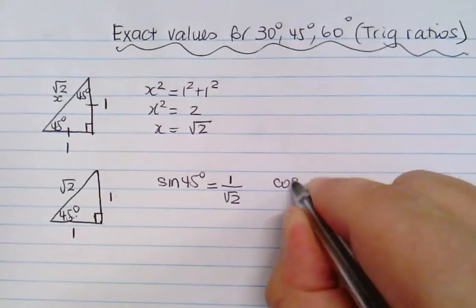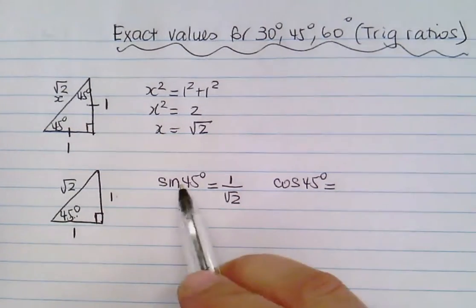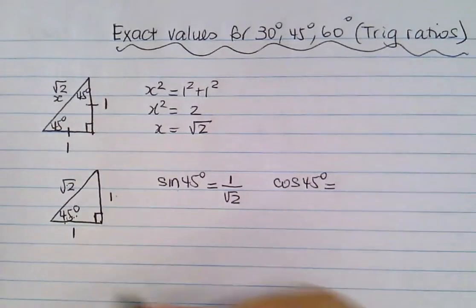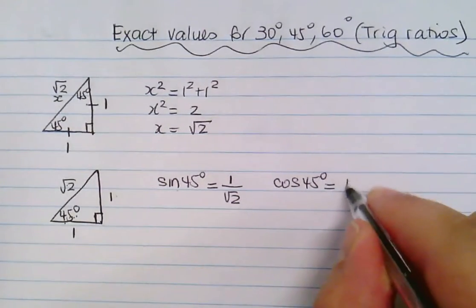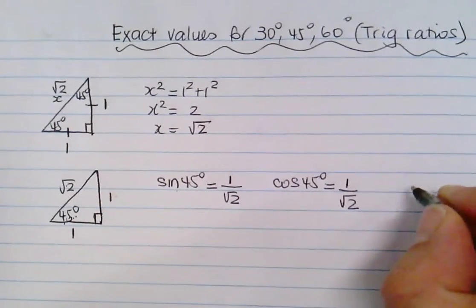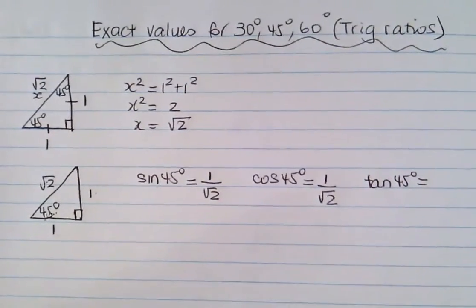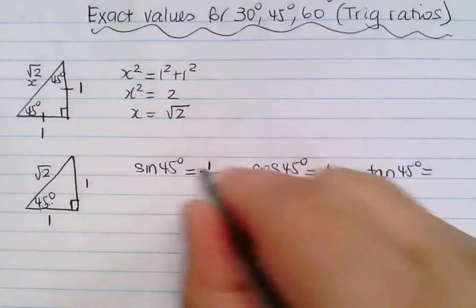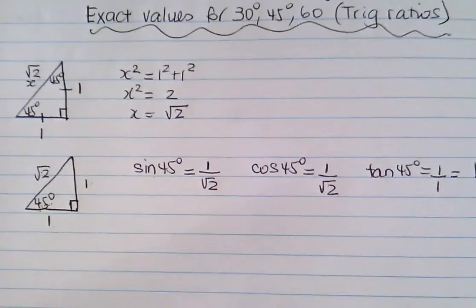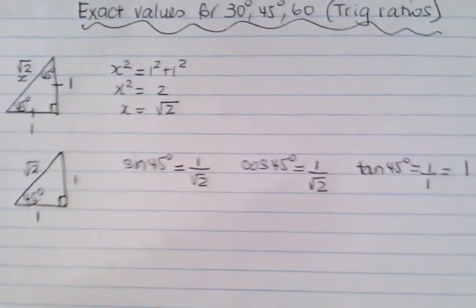Cos of 45 degrees. So, sine of 45 degrees is opposite over hypotenuse, 1 on root 2. Cos of 45 degrees is adjacent over hypotenuse, 1 over root 2. So, girls, those two are the same. And which one have I missed? Tan of 45 degrees is, what's the ratio? Opposite over adjacent, TOA, 1 over 1, which is 1. So, girls, they're the exact value ratios for sine 45, cos 45, and tan 45.